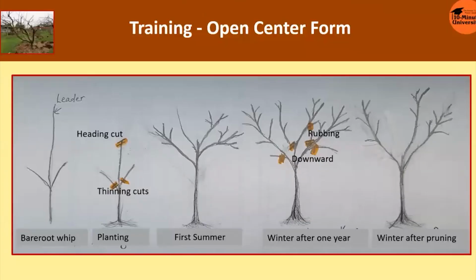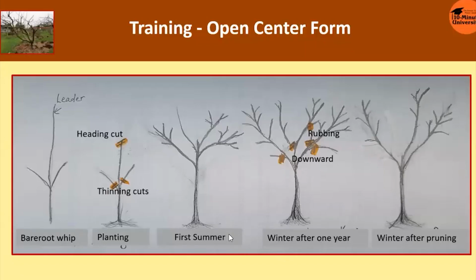If we want to train into an open center form, I'm using an example that is a bare root whip. At planting, you make a heading cut at 24 to 36 inches above the graft union. Below this cut is where your scaffold is going to come from. The main fruiting branches will come from. Any other shoots down below, take them off because they're too low to be useful.